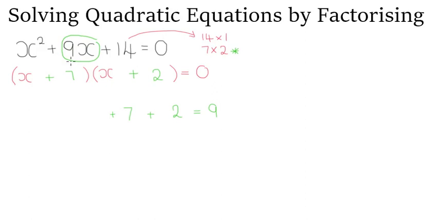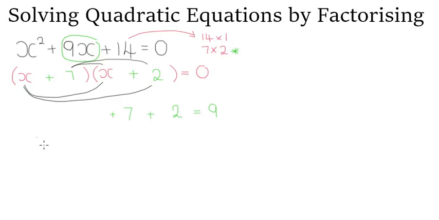So just double check that this is all done correctly by expanding, which you can see in the other video tutorials on the website. And if we expand this, we're going to get x squared plus 2x plus 7x plus 14, which when we simplify will give this answer above.